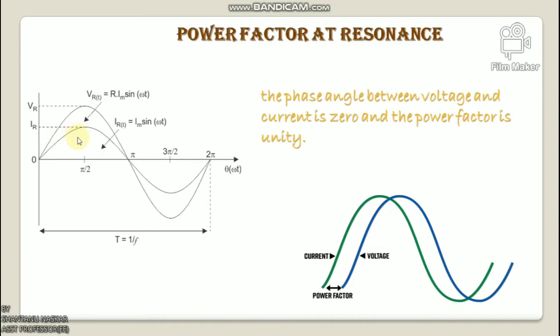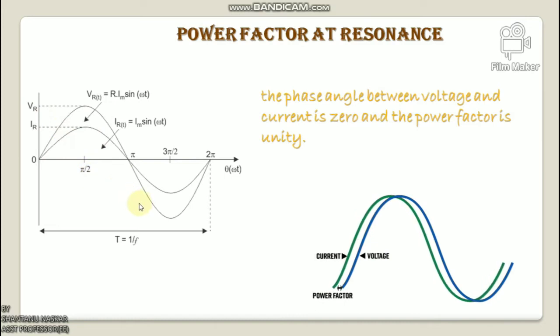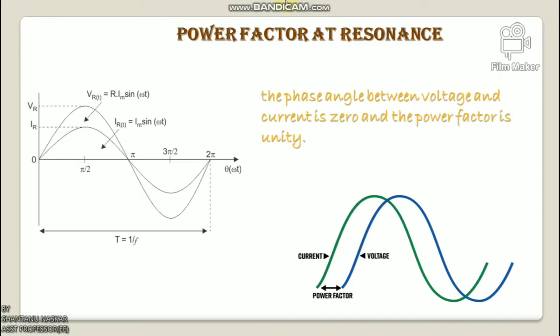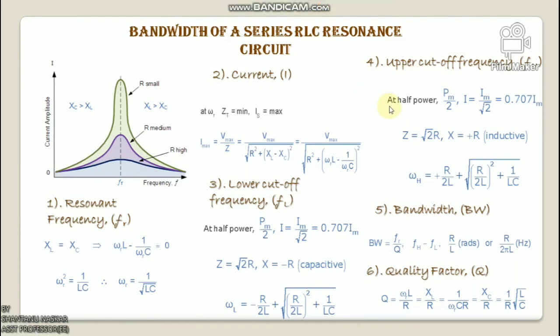Okay, so V and I are in the same phase direction. Therefore, the phase angle between voltage and current is 0 and the power factor is unity. Now we can conclude some formulas from this picture.